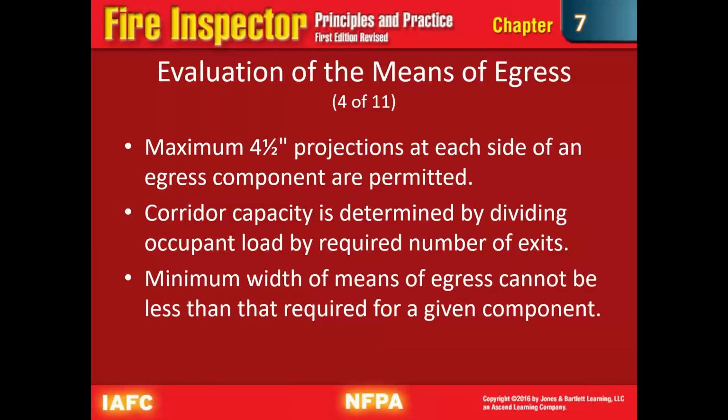All right, you have a maximum of 4.5-inch projections each side of an egress component. And that's going to be any type of projection. Could be a handrail, could be an encased column or something in the structure. So just things to be aware of there. The corridor capacity is determined by dividing the occupancy load by the required number of exits. All right, and there is a minimum corridor distance. I know the IFC has that.